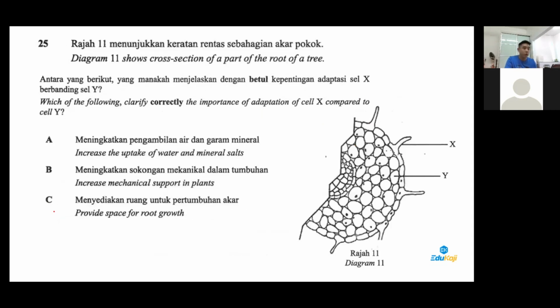Okay, question 25. Which of the following clarifies correctly the importance of X? X is the root hair cell. Because of the root hair, this increases the surface area for uptake of water and mineral salts. So the answer is A. 25, answer A.